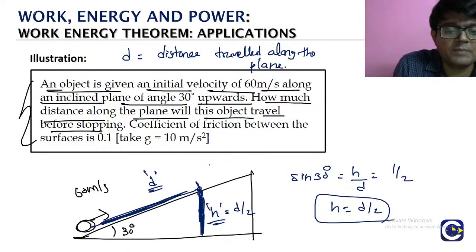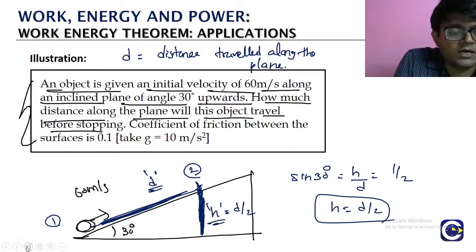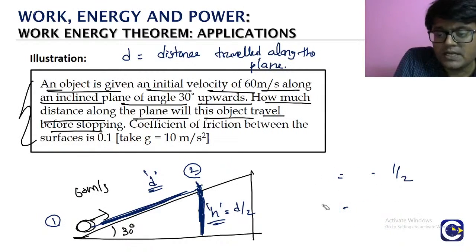So where is the stopping point? We'll say the initial point is 1 and the final point is 2. And what is the vertical height of point 2 from the reference? d by 2. d is what we are interested in, because that is what they are asking, right?